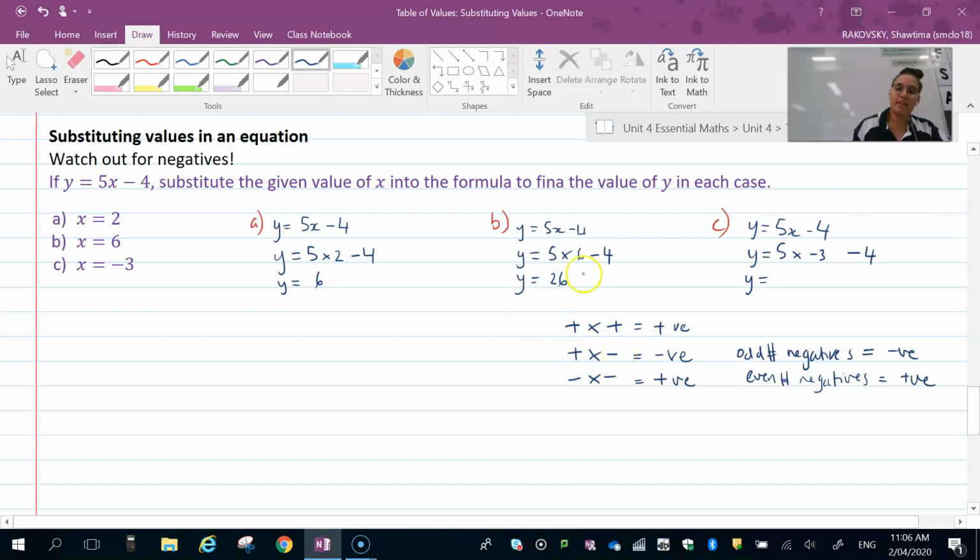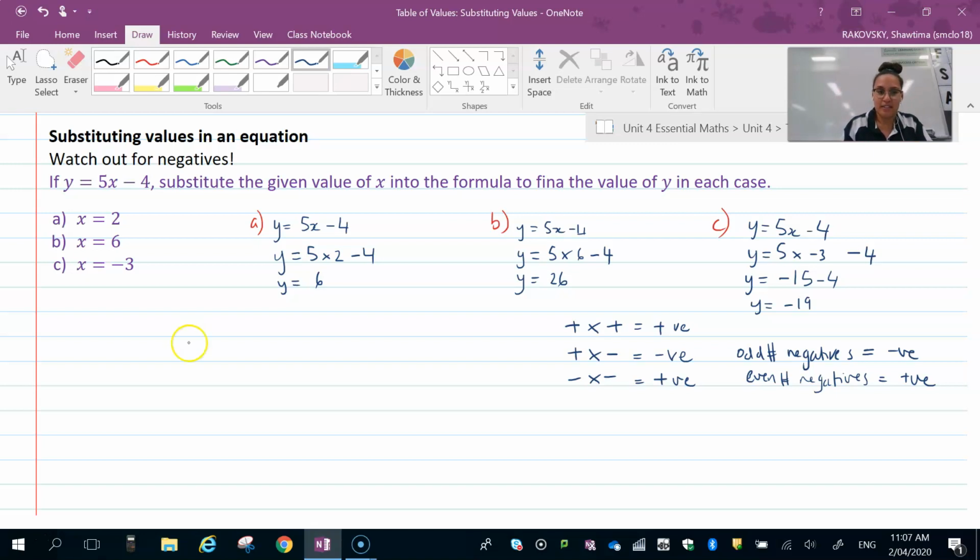Okay. So 5 times negative 3. 5 times 3 is 15. Put a negative because it's one negative. It becomes negative 15 minus 4. Now negative 15 minus 4 gives us negative 19 because we're going in this direction, as in right on the screen, not right for me.